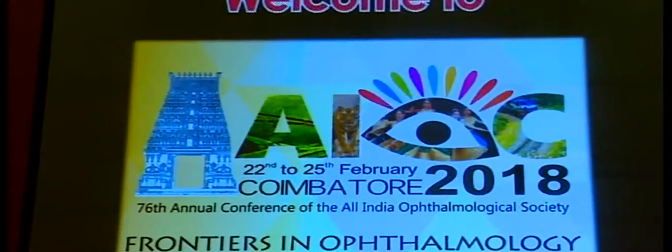And with this, I invite Dr. Vasavada to enlighten us about the capsulotomy with the femtosecond laser. After this, and then there's just one for modern techniques. One more. Yeah.